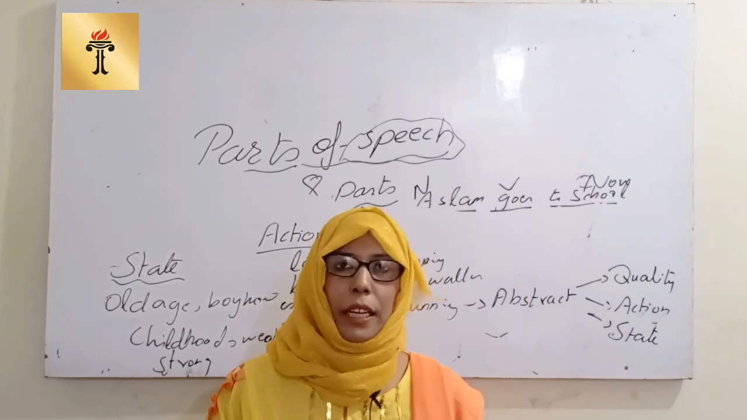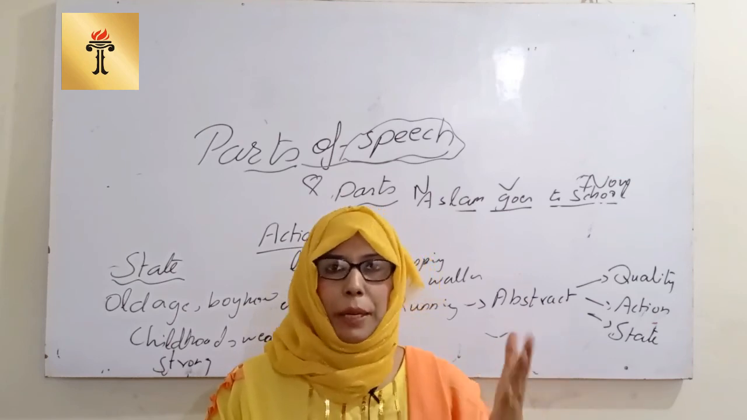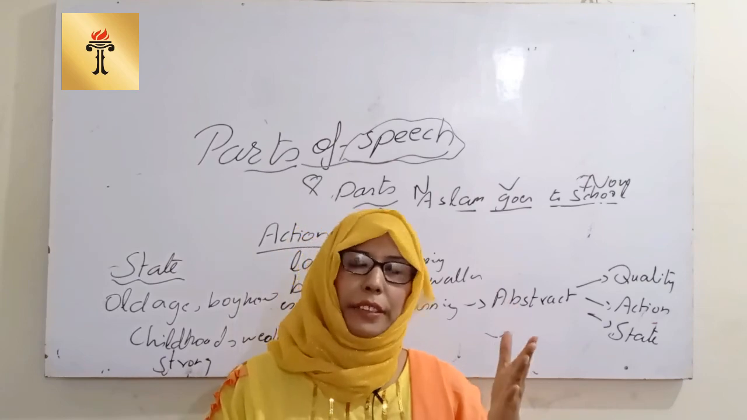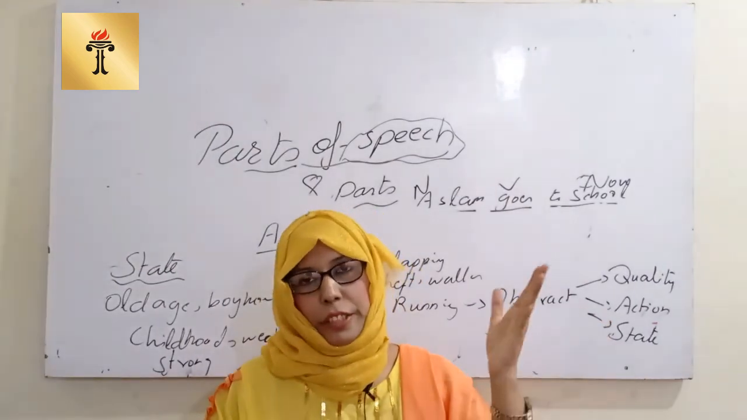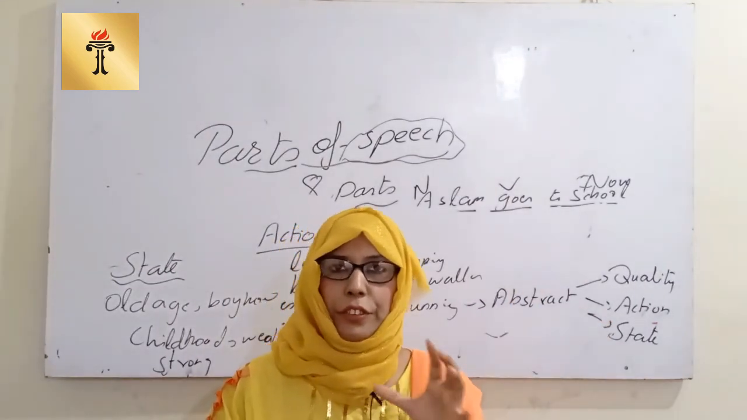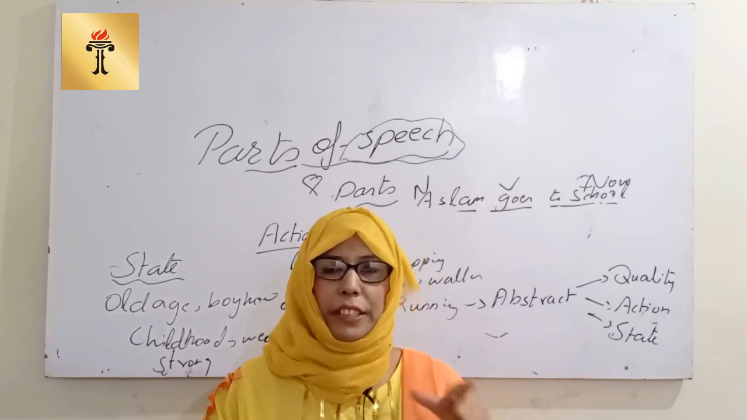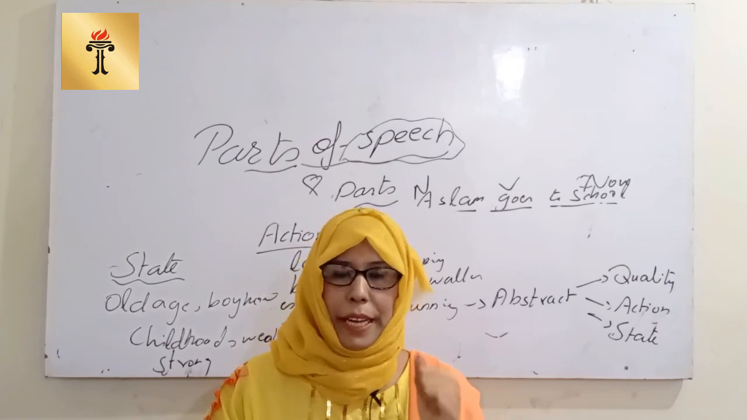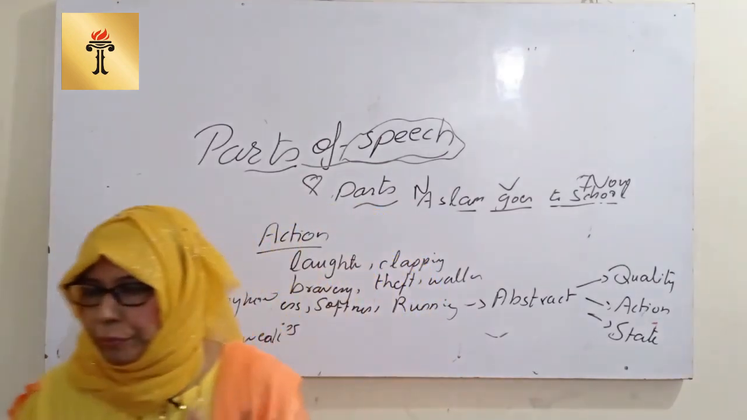Air is an uncountable noun. Air is a noun but it is uncountable. How is air an uncountable noun and why? Because it is a material. With the presence of air there are so many things, like the wheels are working on the basis of air pressure. So this is the noun.